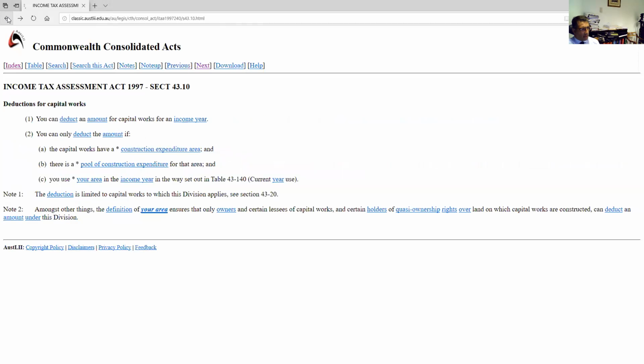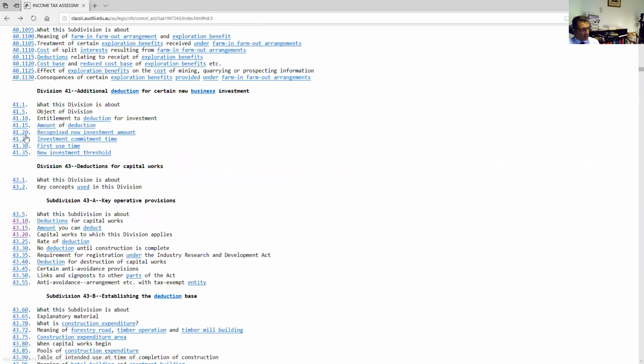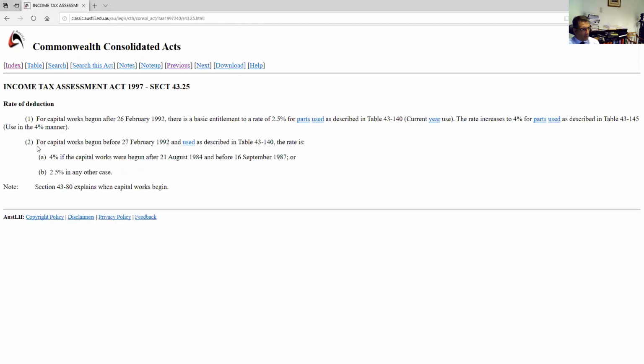And if I go back, 43-25, for capital works begun before 27 February 1992, the rate is 4%, or 2.5% in any other case. So think about a $400,000 physical building, and then the rate per annum will be 2.5% per financial year potentially.